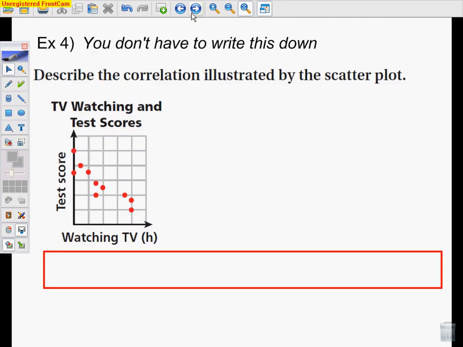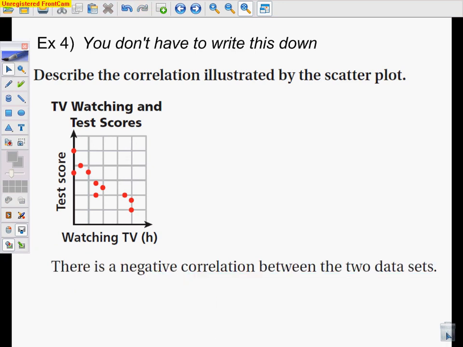All right, you don't need to write this one down, but this one says, describe the correlation illustrated by the scatter plot. You have TV watching and test scores, right? So, what do you notice as the amount of TV watching increases? The test scores do what? Decrease. So what type of correlation would this be? This will be a negative correlation because as TV watching increases, the test scores decrease.